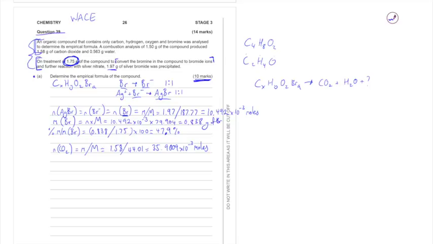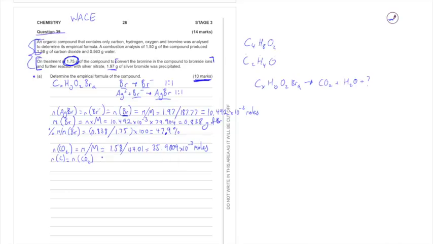Now I'm looking for the mass of carbon. I know that the moles of carbon compared to the moles of CO2 is the same. So I'm going to say that moles of carbon is the same as the moles of CO2. The reason I can say that is because there's a 1-to-1 ratio. There's one carbon in each carbon dioxide.